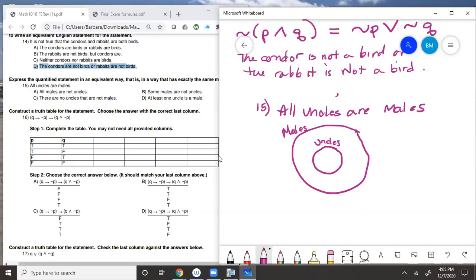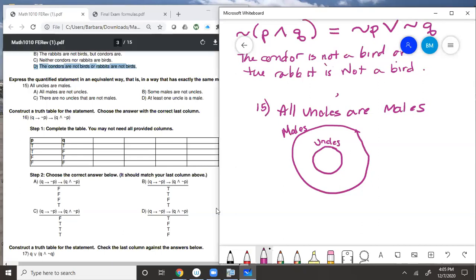So we want to say this in an equivalent way. Does it make sense that all males are not uncles? No. How about some males are not uncles? No. All right, which one is it? At least one uncle is a male? Yes, at least one uncle is a male. Very good. We know that at least one of these uncles is a male. So it's D.